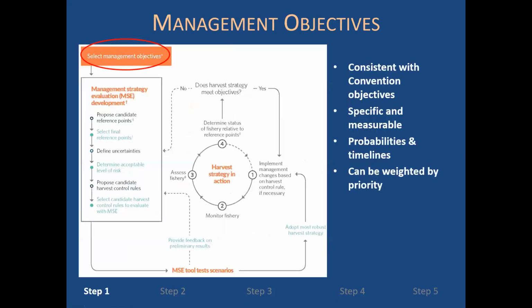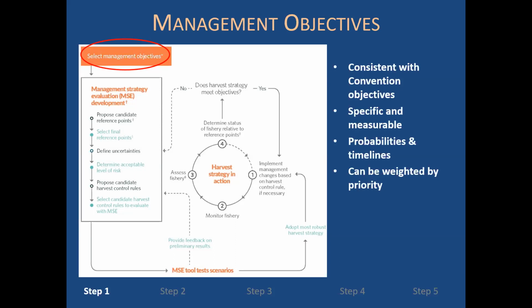So starting with step 1, setting the management objectives, the idea is to set the vision for the fishery. Where are we trying to go with this fishery? And your management objectives, you'd want them to be consistent with your RFMO's convention objectives, many of which are to achieve BMSY, for example, achieve that biomass associated with maximum sustainable yield.